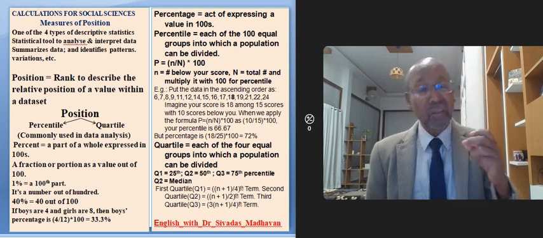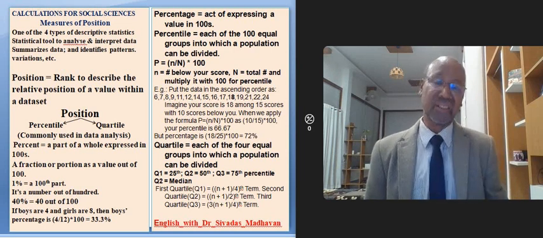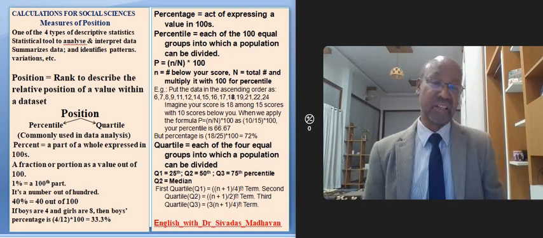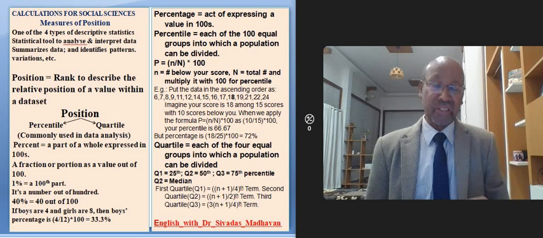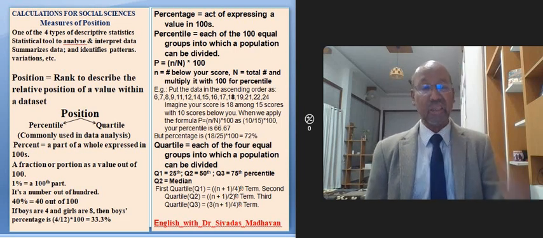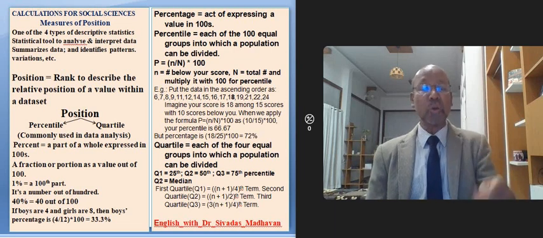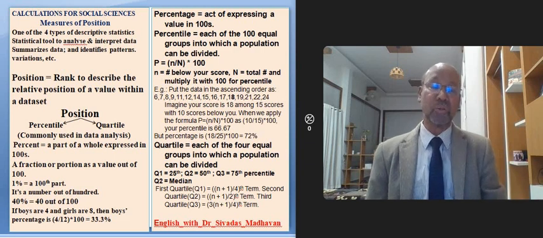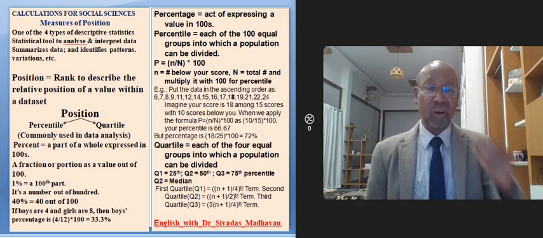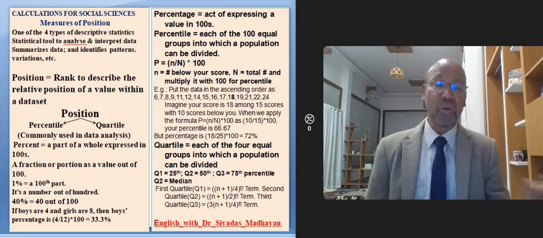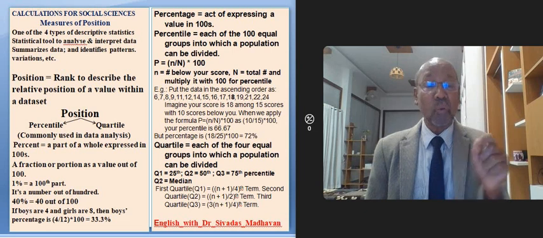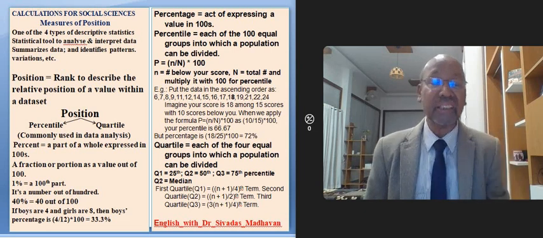Percent means a part of a whole expressed in hundreds. Part of a whole expressed in hundreds, that is percent. We say 80%. 80% means 80 out of 100. If you get 8 out of 10, that is also 80%. Or if you get 16 out of 20, that's also 80%. Or if you get 40 out of 50, that's also 80%. So to find out percentage, we multiply it with 100.